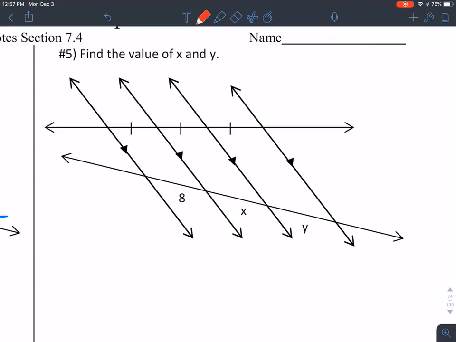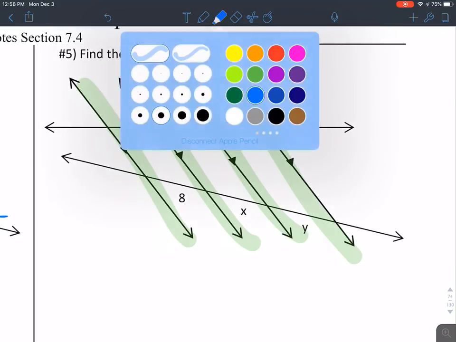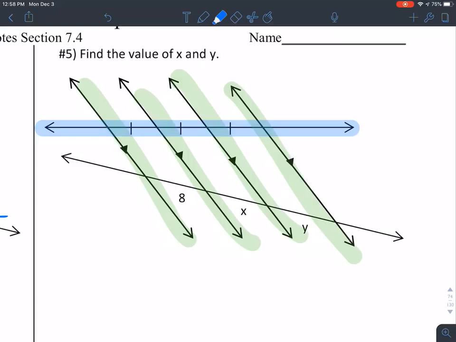2 more. Find the values of x and y. Well, this is corollary 7.2. If you need to look at that, you can. That's the bottom left of the previous page. That says if you have 3 or more parallel lines, which we do, 1, 2, 3. Actually, we got 4. And if one transversal makes equal segments, which it does, then that means any transversal is going to make equal segments. So that means that these are both 8. So x is 8 and y is 8.